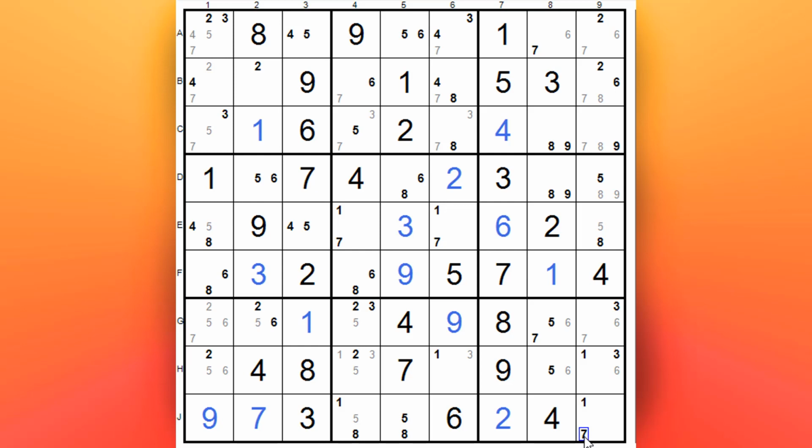And gets rid of that 7 over there. And a 7 in here as well. That's nice, giving us the 1. Getting rid of that 1.